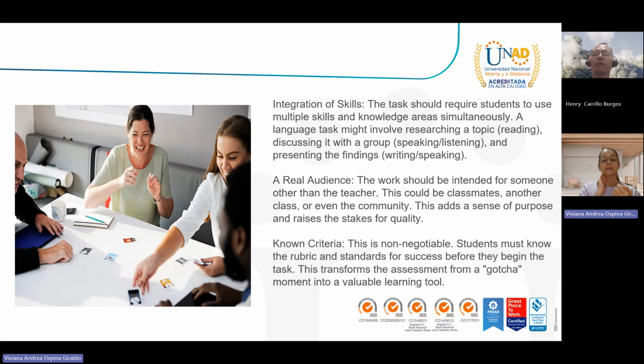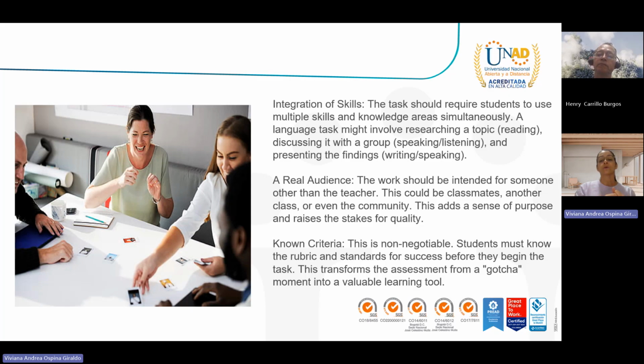So when I have a student doing a task-based activity where I can integrate all the skills, I am using authentic assessment. A real audience. The work should be intended for someone other than the teacher. This could be classmates, another class, or even the community. Because when we ask our students to perform in front of an audience different than their classmates, they will have to make sure that they rise to the occasion and they study and they perform and they use their best knowledge to respond to this specific task.